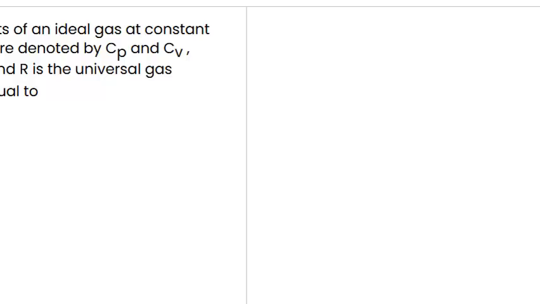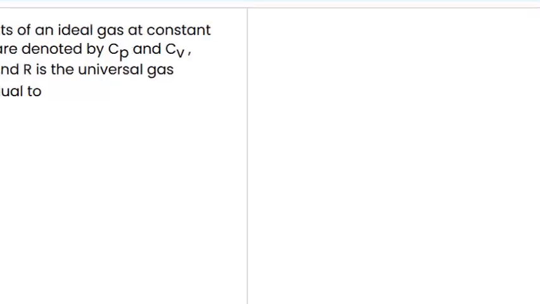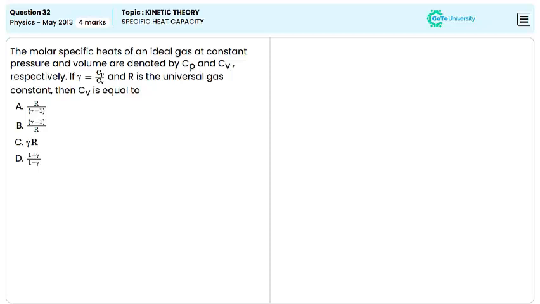The molar specific heats of an ideal gas at constant pressure and volume are denoted by Cp and Cv respectively. If gamma is equal to Cp by Cv and R is the universal gas constant, then what is Cv equal to? To solve this, let us consider the given parameters and formula relationships.